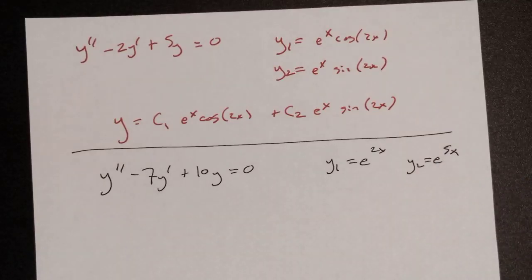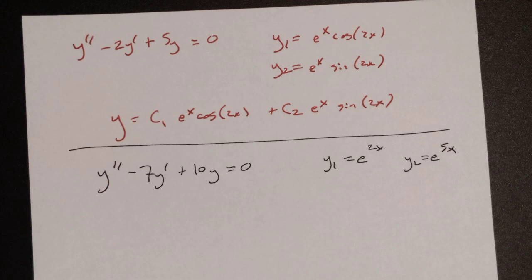I claim these two, y1 and y2, e to the 2x and e to the 5x, make a fundamental set of solutions for this linear differential equation. Let's find out. First and second derivatives, both of these, please.